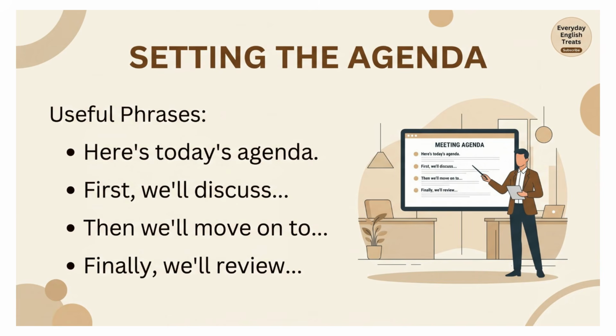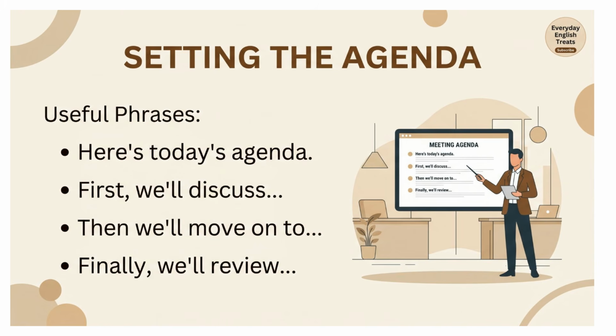An agenda acts as a roadmap for the meeting. Without an agenda, discussions can quickly become disorganized. Let's look at some useful agenda-setting phrases. The first phrase is, "Here's today's agenda." This phrase introduces the discussion topics for the meeting. For example, "Here's today's agenda: project updates, client feedback, and next month's targets." The second phrase is, "First, we'll discuss." This phrase introduces the first topic. For example, "First, we'll discuss the progress of our marketing campaign."